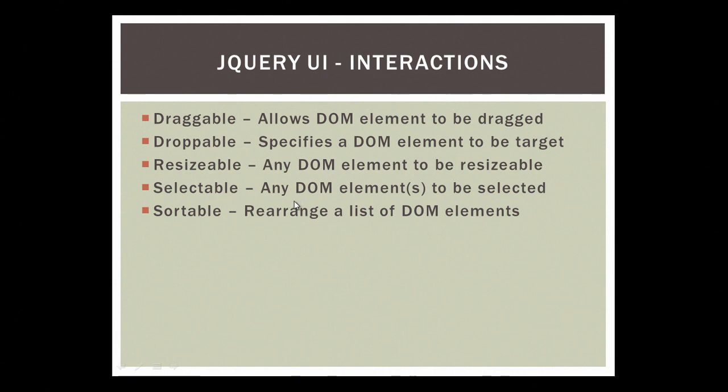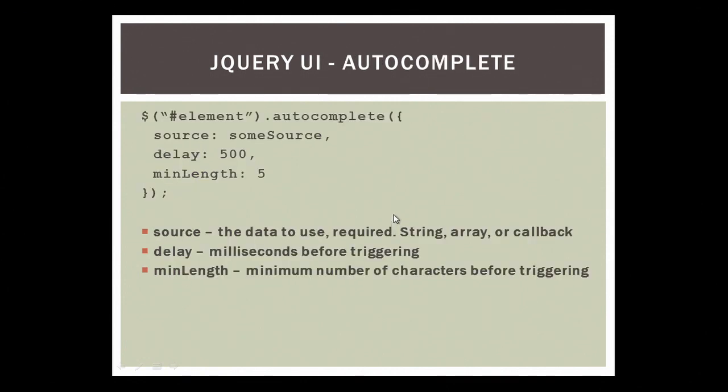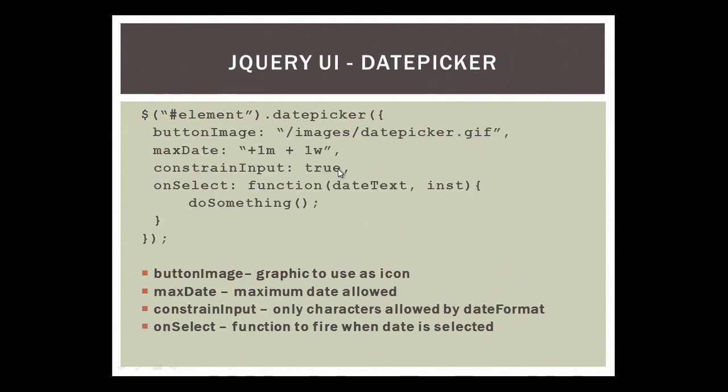So you can drag, drop, resize, you can select. The widgets themselves are pretty cool, from accordions to sliders and tabs. We already talked about autocomplete and dialogue. This is how you set up your autocomplete. We talked about that. There's some other options. The delay is how long from when they start typing to when it gets triggered. And min length is how many characters they have to put in before it gets triggered. Date picker is an easy way to show a calendar.